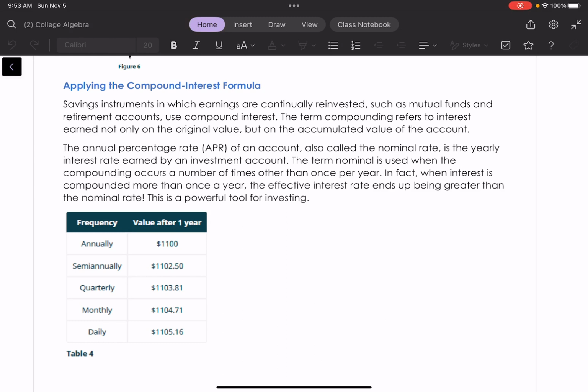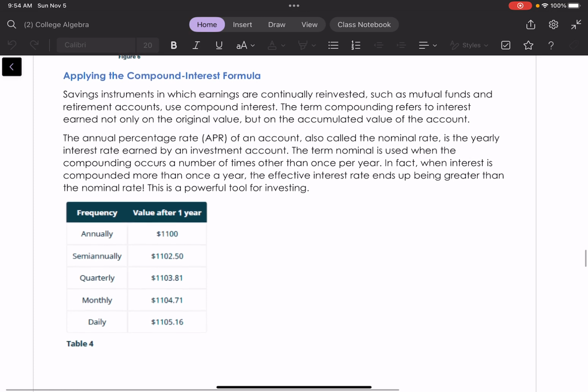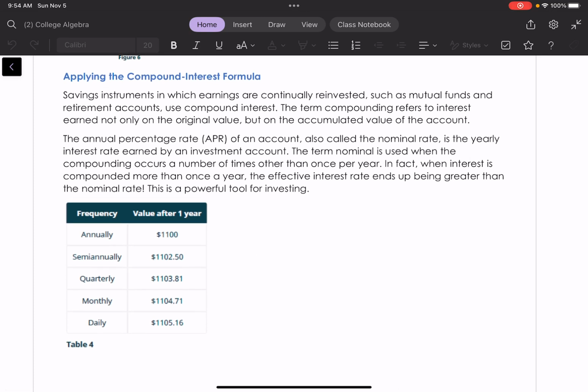So this is the second half of section 6.1, Exponential Functions. And we're going to start here at applying the compound interest formula. Basically, one of the first examples we'll discuss is an interest earning savings account. When that happens, you're continuously reinvesting, meaning you're paid some interest according to a percentage, and then you just dump that back into that account. And so it continues to, what we say, compound.